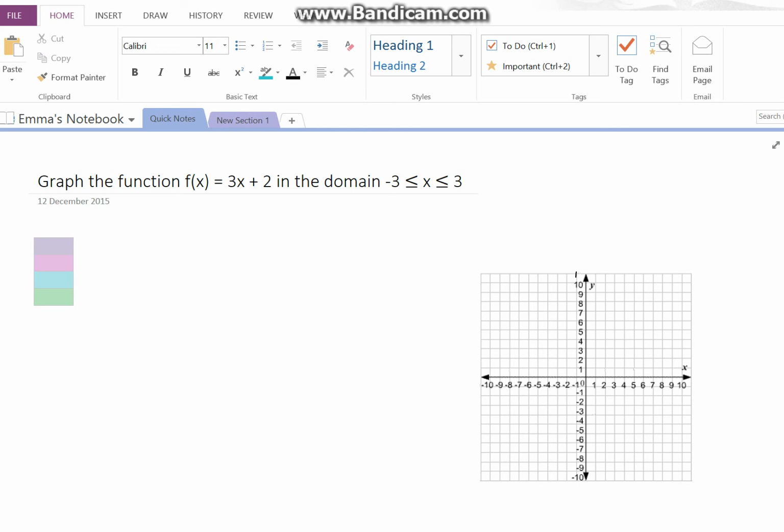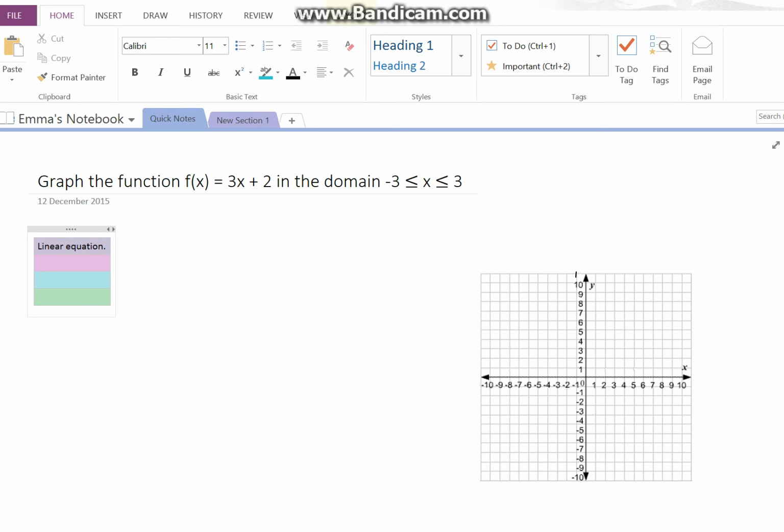Okay, so we're graphing the function f of x equals 3x plus 2 in the domain minus 3 is less than or equal to x is less than or equal to 3. Okay, so the first thing that we know by looking at this equation or function is that it's a linear equation.